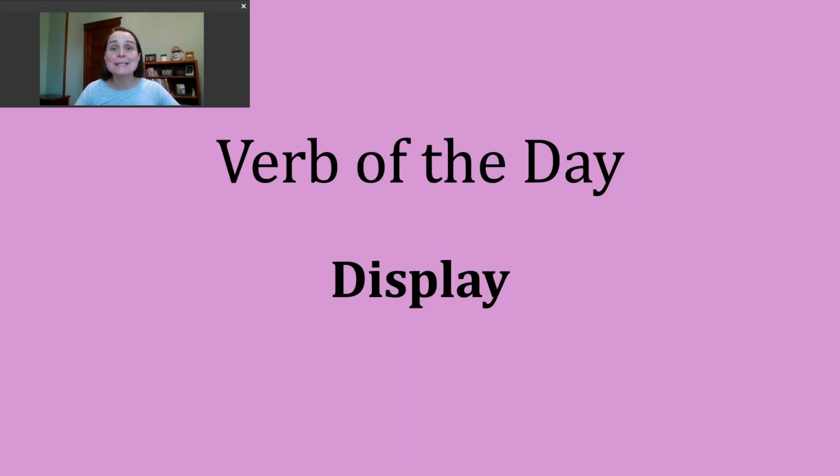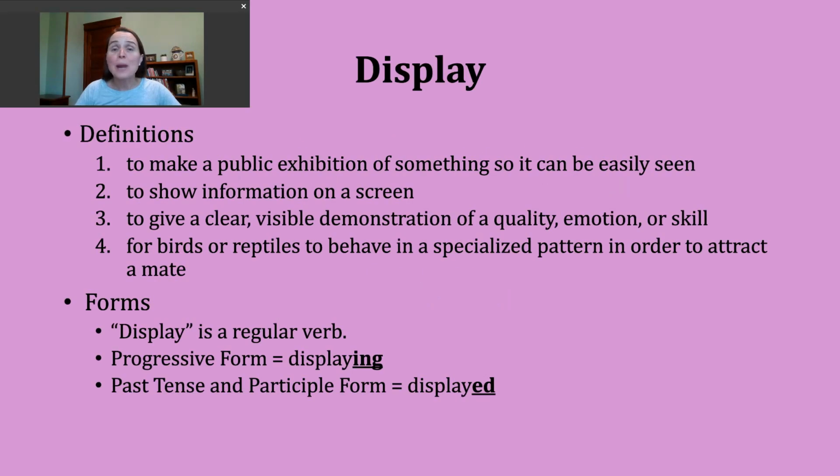Today's verb is display. Let's take a moment to look at some of the definitions or the ways that we use this verb. The first way you might hear display used is to mean to make a public exhibition of something so that it can be easily seen. So here we might be talking about putting things in a public area or just anywhere that others might be able to easily see it.